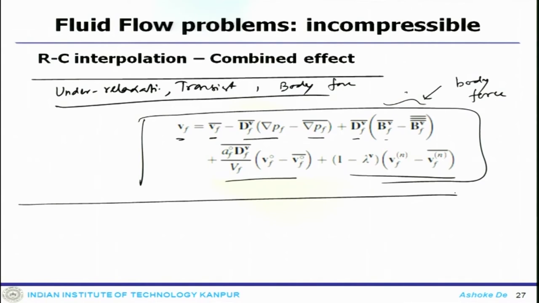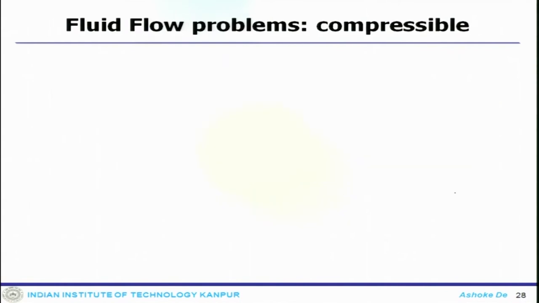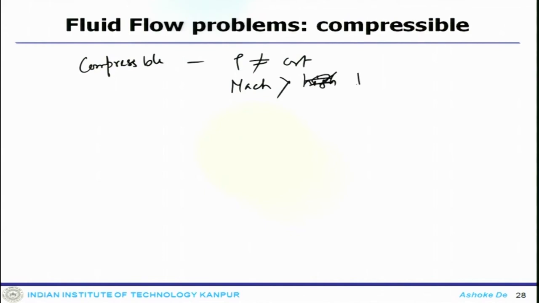Now, we will extend the similar discussion, where you can also obtain the pressure correction equation, for compressible cases. There is an important difference with the compressible case: density is no more constant and Mach number is quite high, or greater than 1. That is where the compressibility effect starts acting, and once that happens, you cannot assume the density to be constant, rather the density is approximated using the ideal gas law.